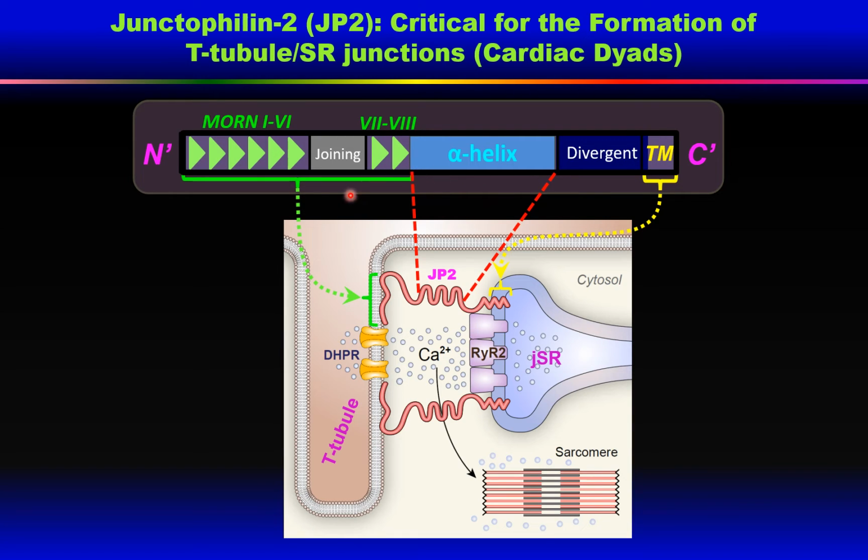Anyway, the main function of Junctophilin-2 is to tether T-tubules to the junctional SR and keep the two membrane systems at a certain distance from each other during active EC coupling cycles.